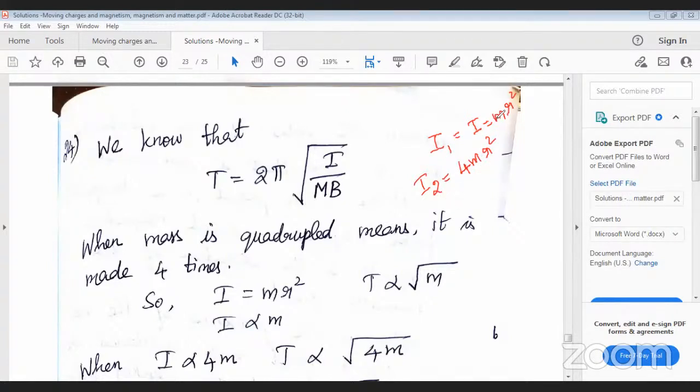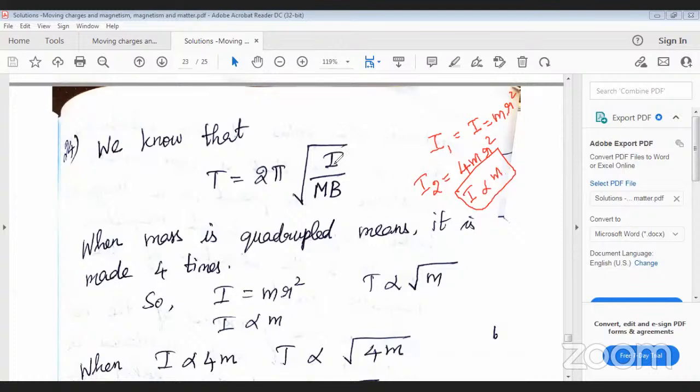So from both these expressions, we can understand that the moment of inertia is directly proportional to m, because I1 equal to mr square, and after the mass is quadrupled, I2 equal to 4mr square. So r squared and r squared both are constants. That means moment of inertia is directly proportional to the mass. So here you have moment of inertia within the square root.